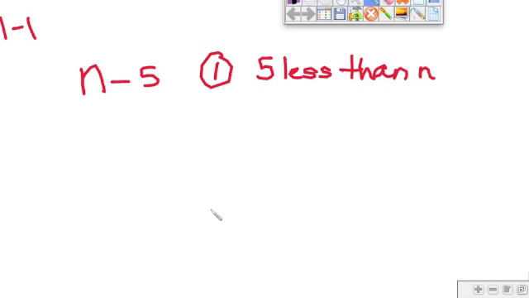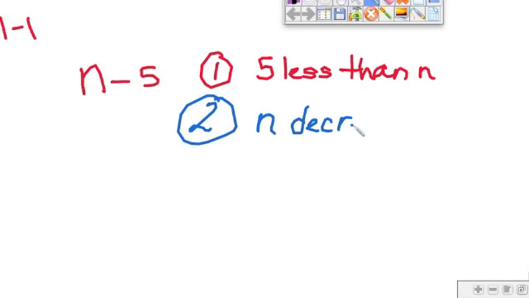Another way we could write this is also by saying n decreased by 5. Now, even though it does say n take away 5, n take away 5 is kind of an elementary way of saying that statement. So we want to make sure that you're using the higher vocabulary when answering these types of questions.